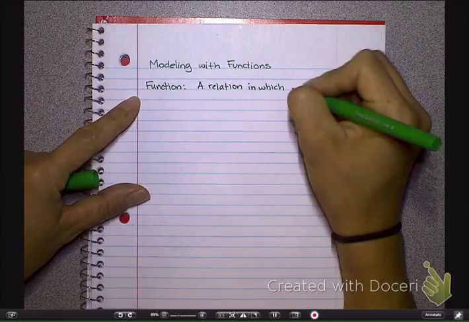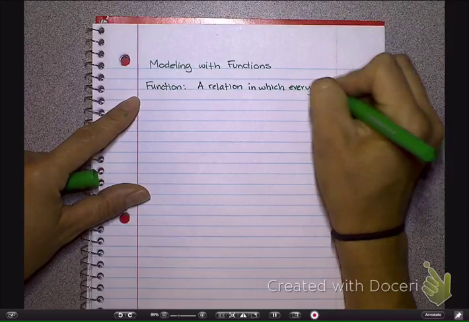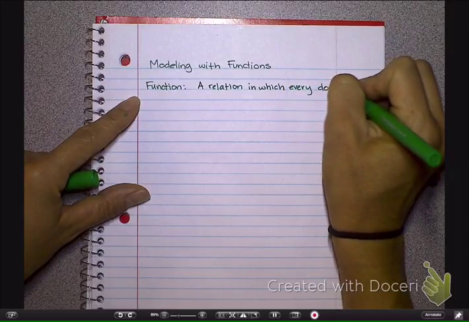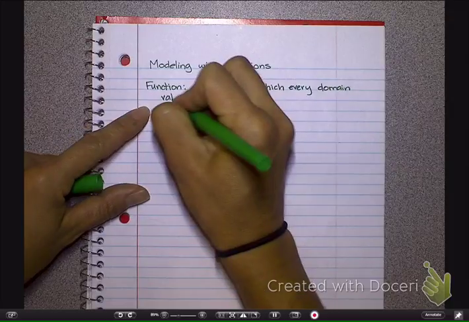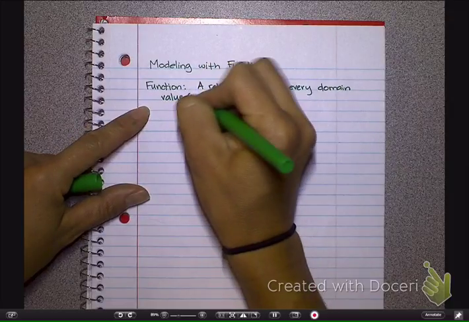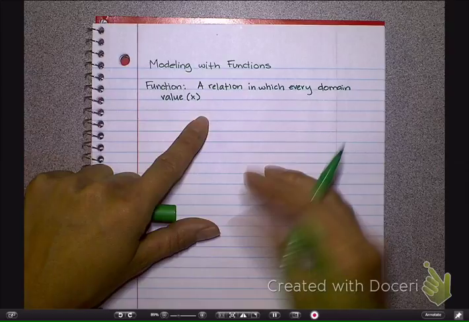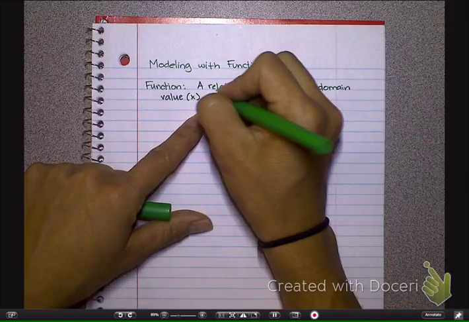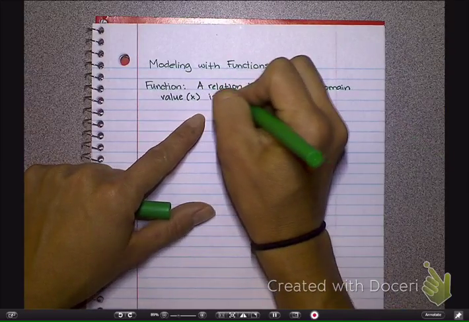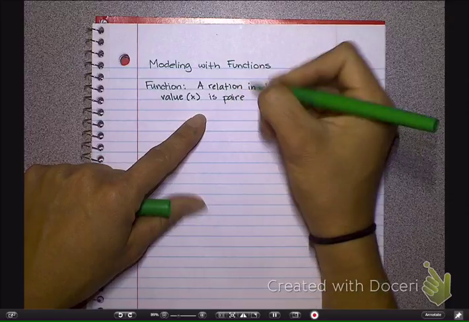in which every domain value, and usually domain values, not all the time, but usually, are represented by x's. So every x is paired with exactly one range value or one y value.